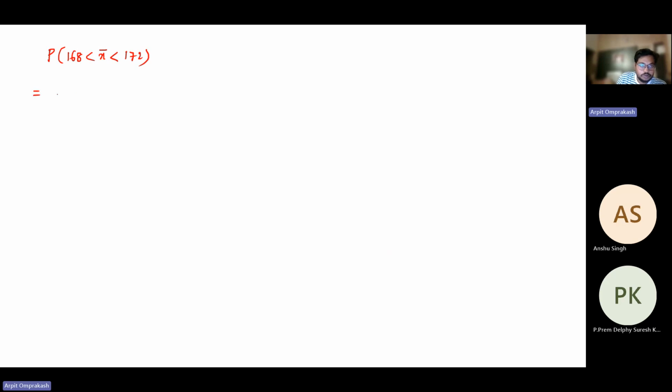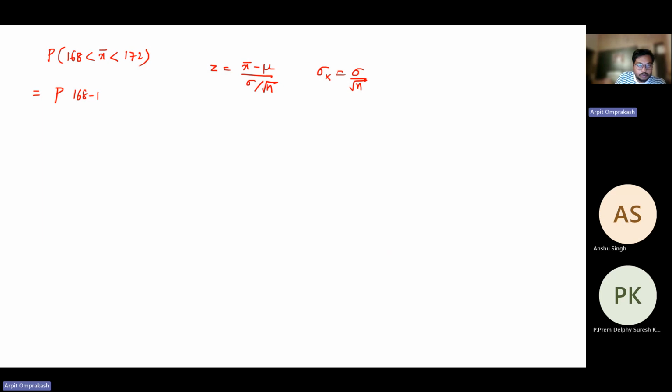will be equal to, so what we'll do here is we'll convert this middle term into a z-score so that we can just look up the standard normal table. So we'll define z equal to x bar minus mu divided by sigma by root n. Here we are using sigma by root n because the standard deviation of the sample mean is sigma by root n. We are subtracting the mean and dividing so that we get a standard normal distribution.